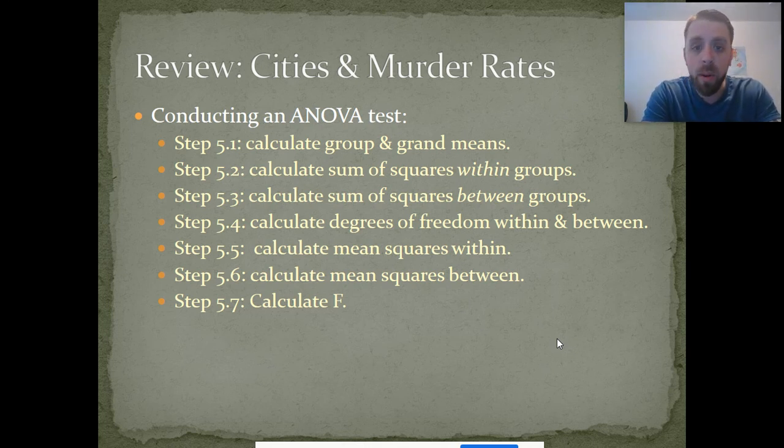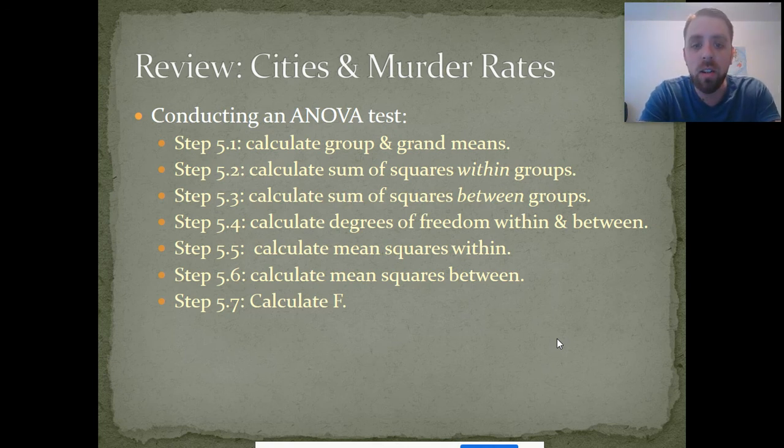Then, step 5.3, we calculated the sum of squares between the groups using the grand mean. So there, we took the group mean, subtracted from it the grand mean, squared it, and then multiplied by the number of observations in each group. In the case of our example, that was 8 for all 3 groups. Okay, that, when it was summed, gave us the sum of squares between the groups.